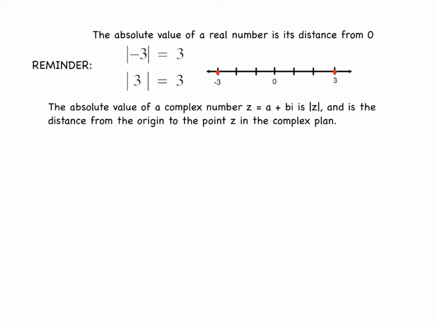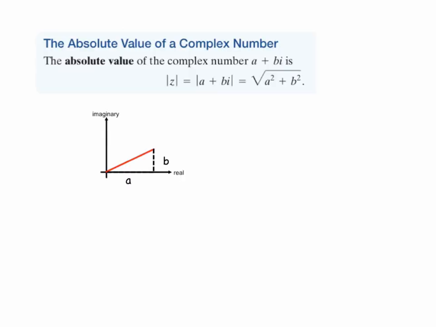The absolute value of a complex number, a plus bi, uses the same absolute value bars, and it's the distance from the origin to the point z in the complex plane. That should be plane, not plan. Sorry, typo. So, if we are looking at the point a plus bi, a is the distance in the x direction, as we think of it. b is the distance in the imaginary direction, the y direction. And what I'm really after is that distance. That distance is the absolute value, and it really comes from the Pythagorean theorem. I'm really just taking the square root of a squared plus b squared.